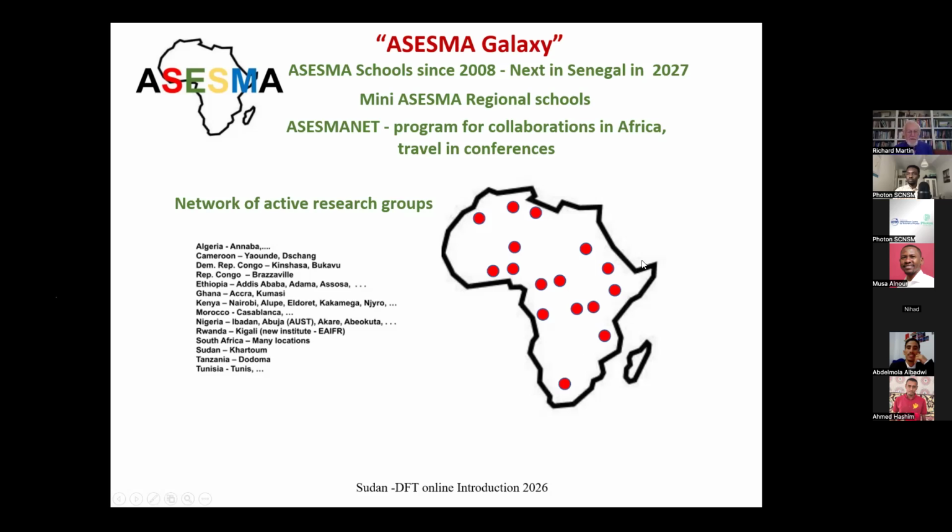In many countries, there are quite a few research groups, like in Ghana, Nigeria, Ethiopia, Sudan. South Africa is a particular example of a very large number of groups, in which people from the rest of Africa, often the students, come. And so South Africa is very important for nurturing the science in the rest of Africa.